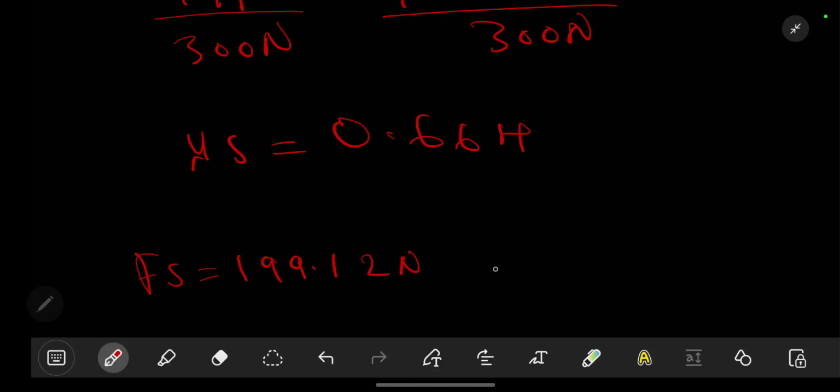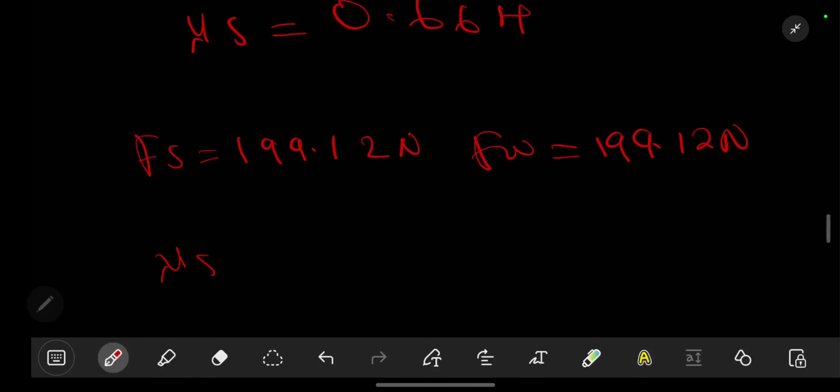Our force on the wall is also 199.12 newtons, and the mu s is equal to 0.664, without the units. So it should be less than 1. Yes, that is the coefficient of static friction. These others, we're just going to walk over them since we now know.